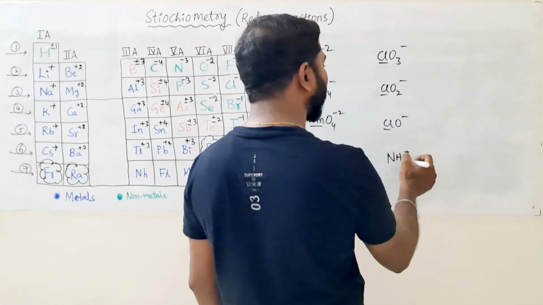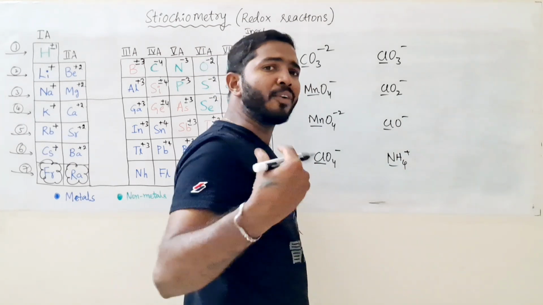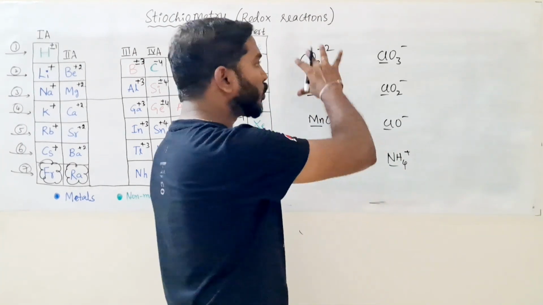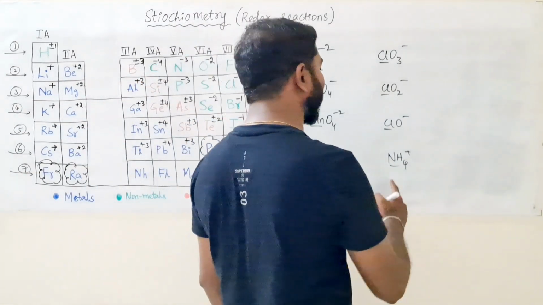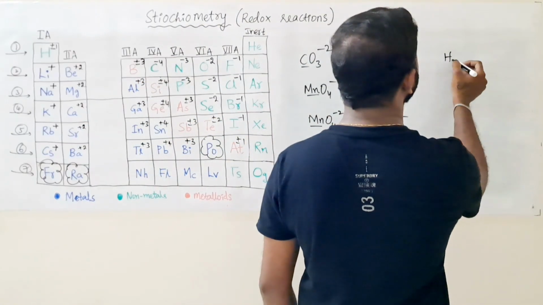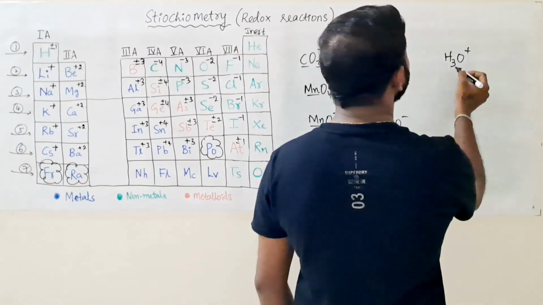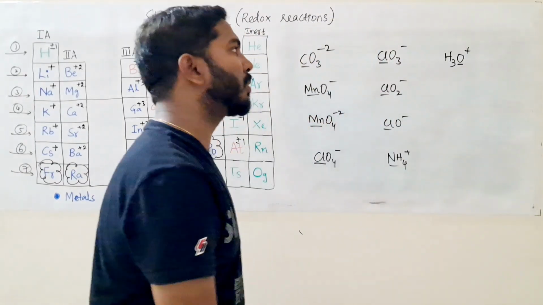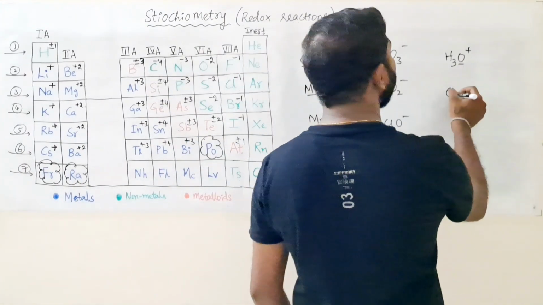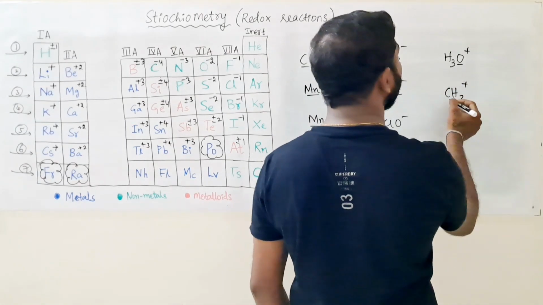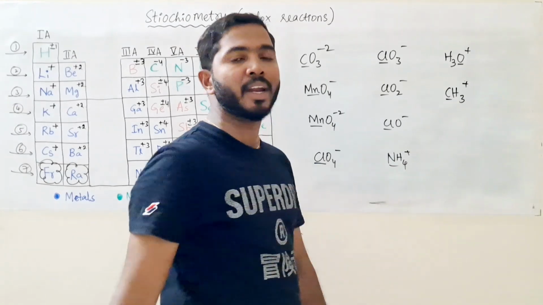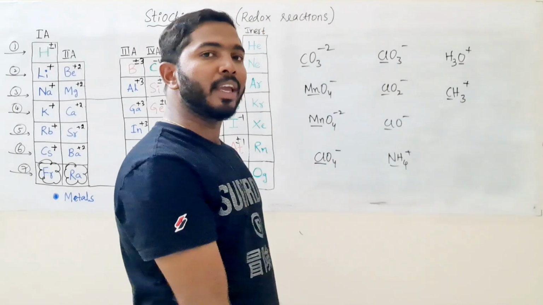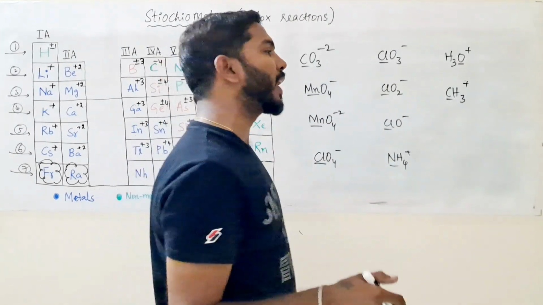Please try to do different types of questions. I am giving you already several examples in the lecture itself, so try to take that advantage. So H3O plus, I want the oxidation number of oxygen, and then we have CH3 plus, methyl carbocation. We will be talking about this in particular in organic chemistry.